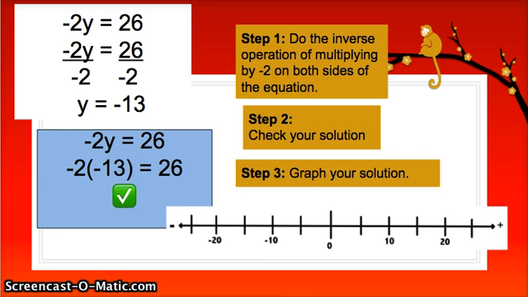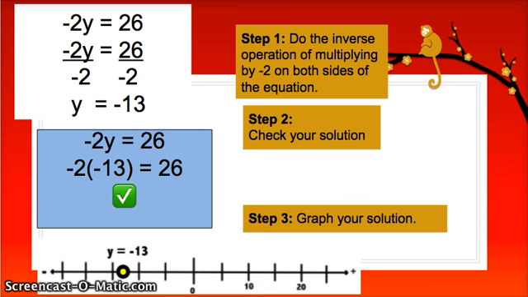Again, make sure you graph your number. So y equals -13. You would go here on the number line, go down to about right here, and put a dot at -13, like so.